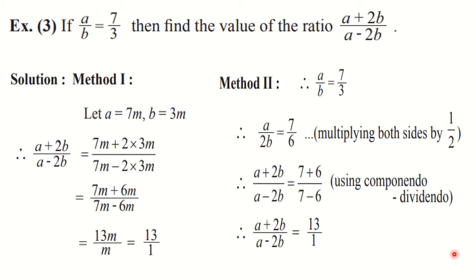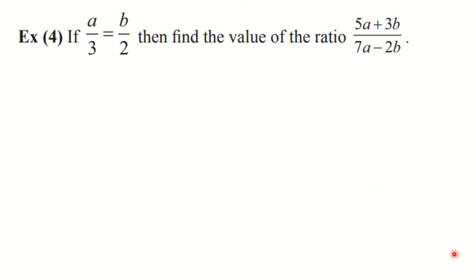Let us go further towards the next sum. Solve example number 4 now. Here it is given that a upon 3 is equal to b upon 2. Then find the value of the ratio 5a plus 3b upon 7a minus 2b.